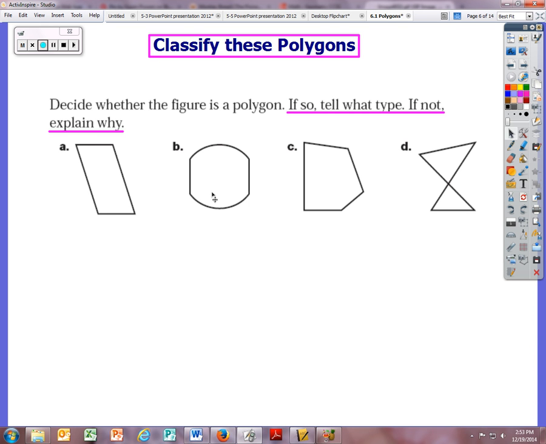B, this is not a polygon, remember, because it has those curves, so this one's not one. C, yes, this is a polygon. It has 1, 2, 3, 4, 5 sides, so remember what that one's called? A pentagon. And then D, no, this whole thing is not a polygon. Now each individual triangle would be, but the whole figure, since we have that overlap right there, we're going to have to say no.